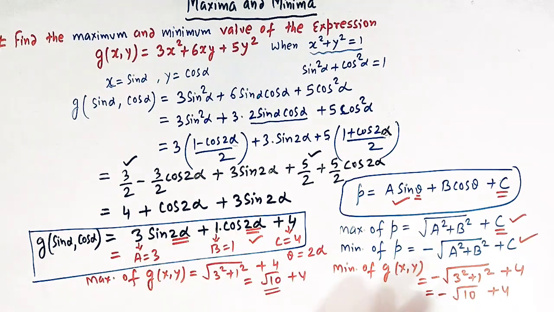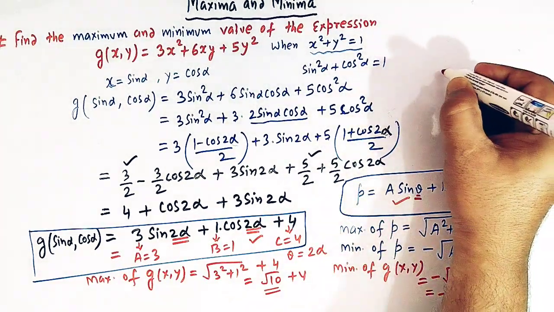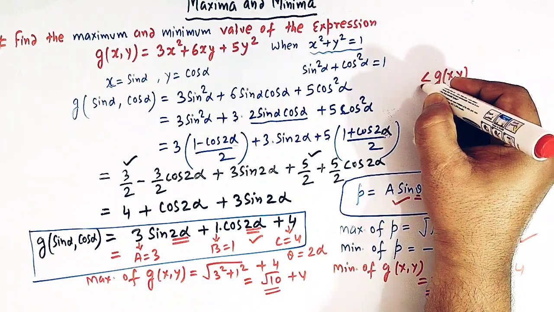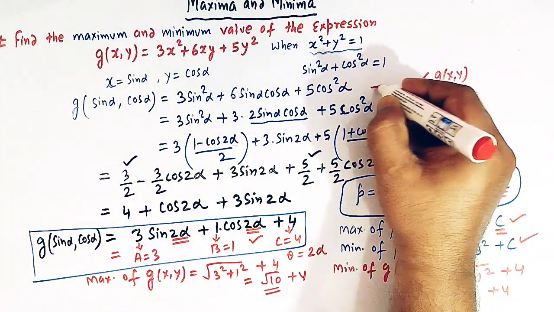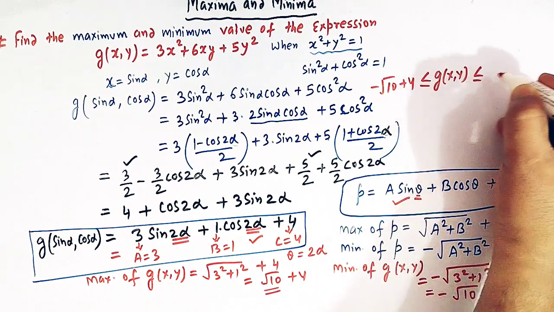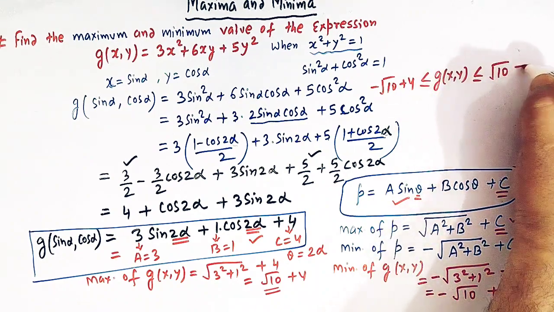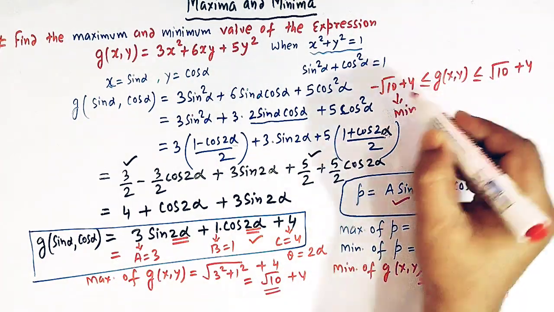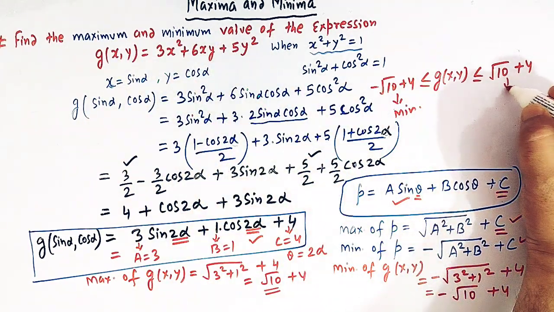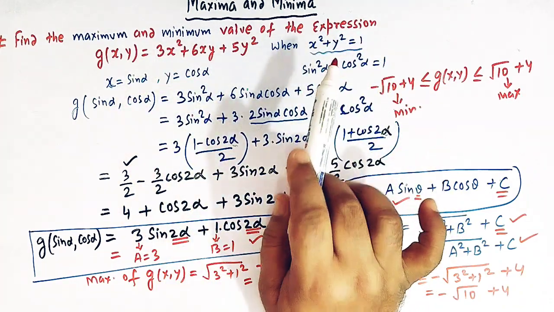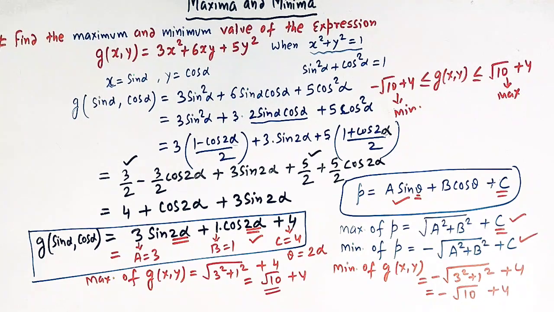So this result can also be written like this, that is g of x comma y is greater than or equal to, here we have negative of root 10 plus 4, and here this is less than or equal to square root of 10 plus 4, right? So this is the minimum value of this function, and this is the maximum value of this function, provided that this condition holds, that is x square plus y square is equal to 1, right?